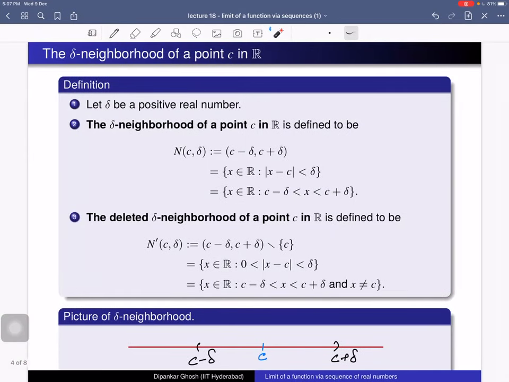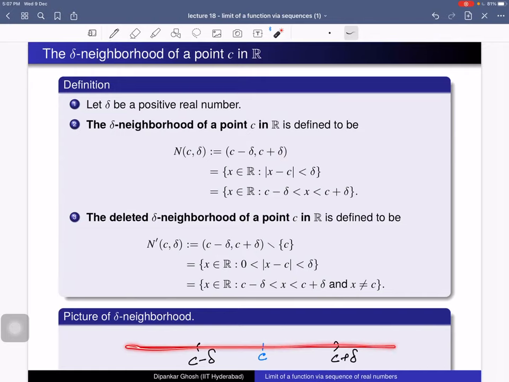Next we should give the precise definition in terms of sequences of real numbers. Before that we should fix some notation. Consider delta, some positive real number. Then the delta neighborhood of a point c in R is defined to be this open interval.